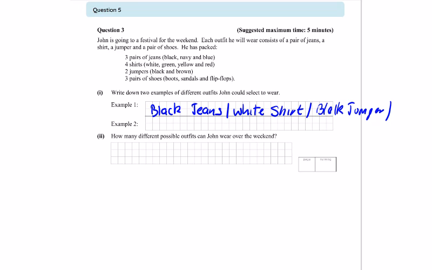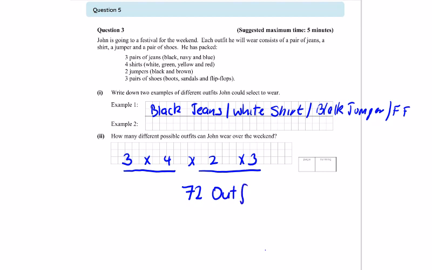and 3 pairs of shoes, boots, sandals. Let's give him flip-flops because he's going to a gig. It's going to be mucky. And then just write a second one down as well. How many different outfits can he wear? 3 by 4 by 2 by 3, the fundamental principle of counting. 12 by 6. He has 72 outfits to wear at the concert. So you can see the same maths in all of these questions.